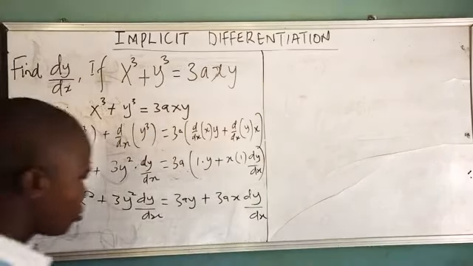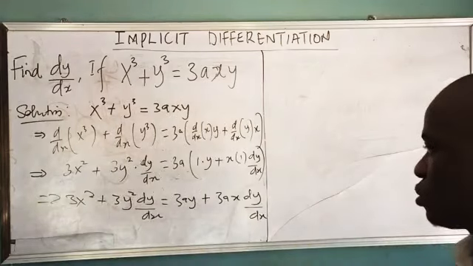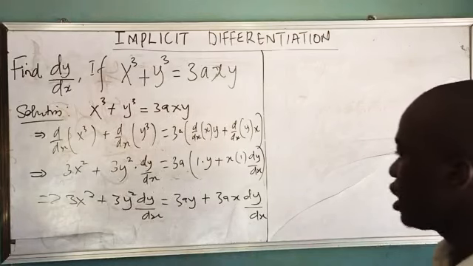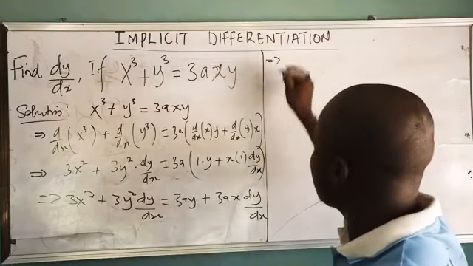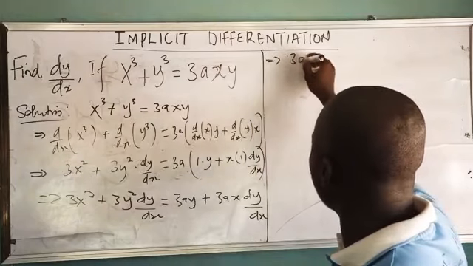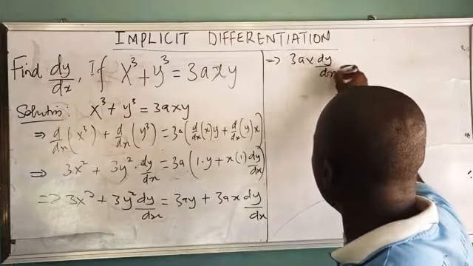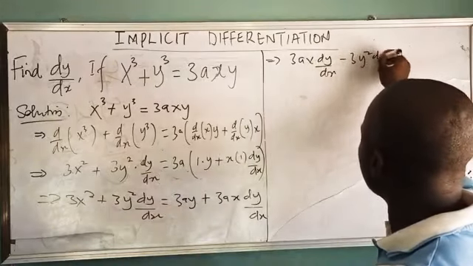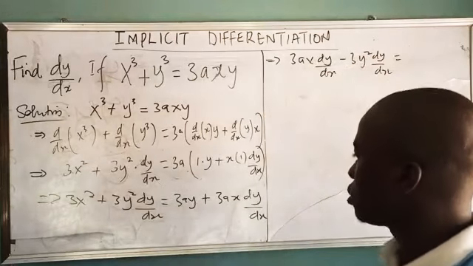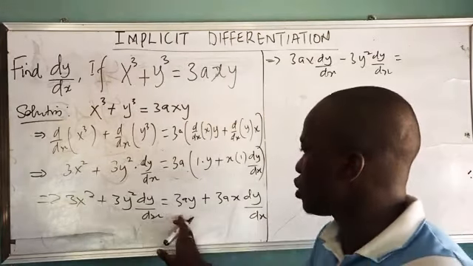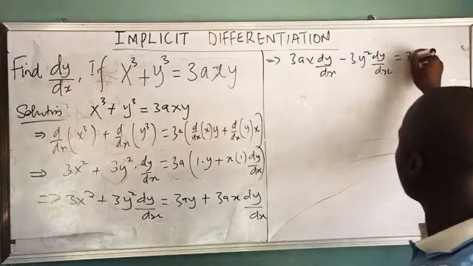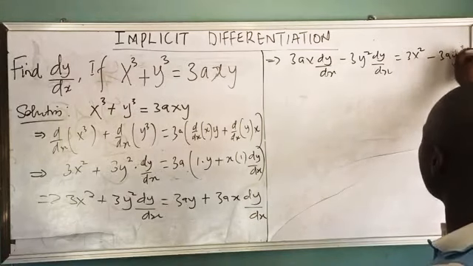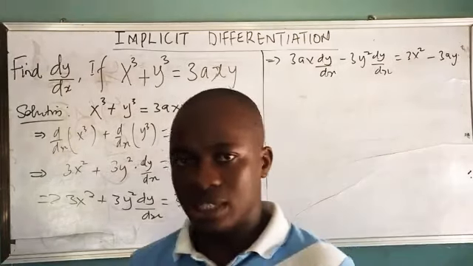So what do you do from here? We collect the like terms. You bring the dy/dx terms together and put the others together. Collecting the like terms, we have 3ax dy/dx, and this one comes to the other side: minus 3y squared dy/dx equals, and this one is coming to this side, 3x squared minus 3ay. Are you getting it now?